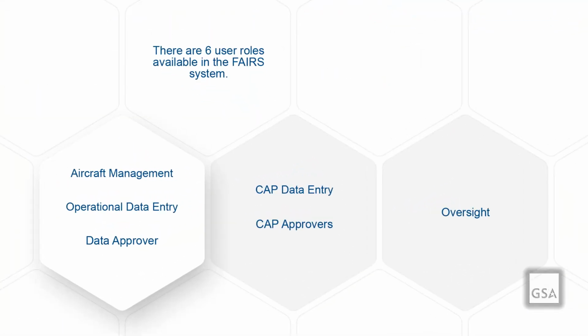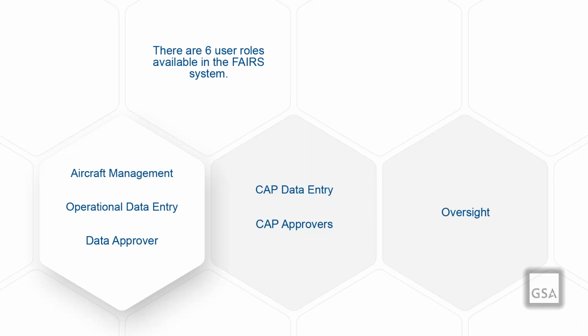There are 6 user roles available in the FAIRS system. User roles are in essence permissions to access certain features and functions which will allow you to fulfill your expected reporting responsibilities. The first is Aircraft Management, which is responsible for managing assets, both federal aircraft and CAS agreements.